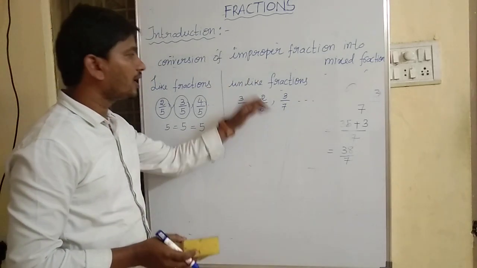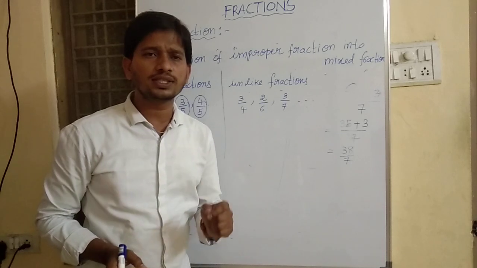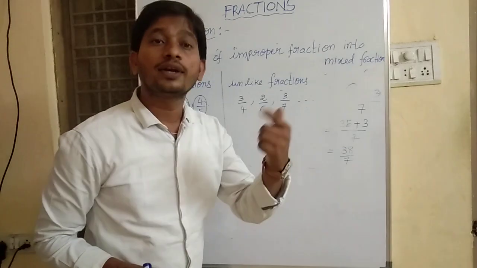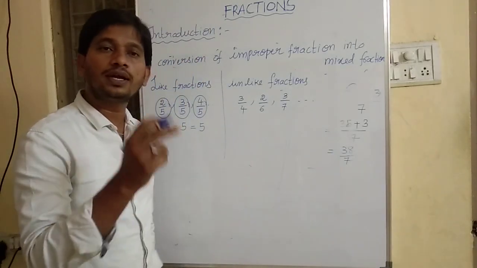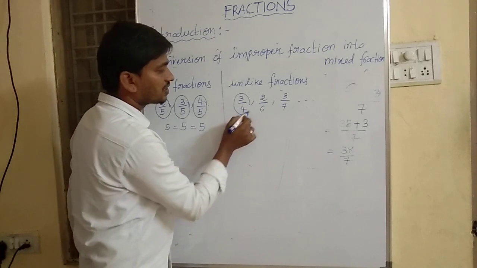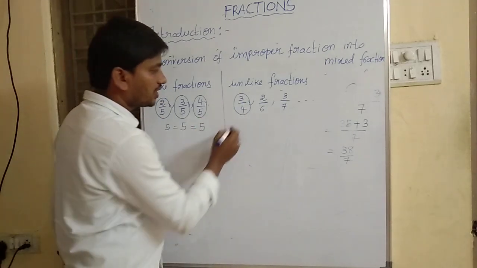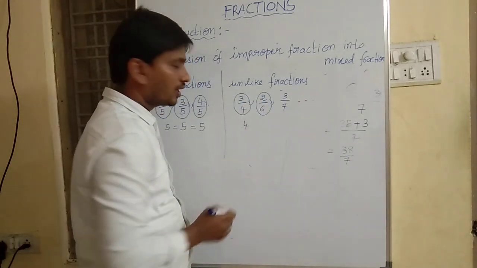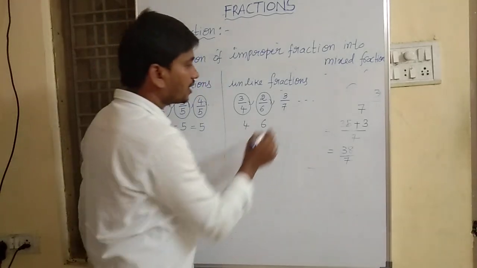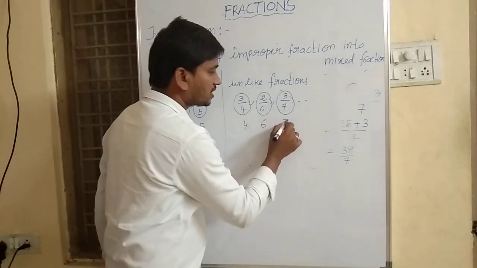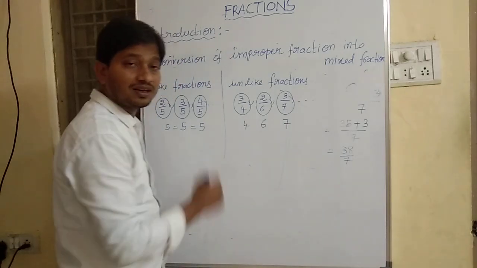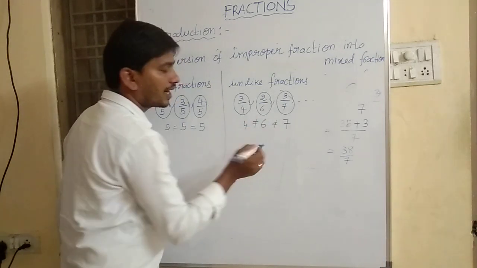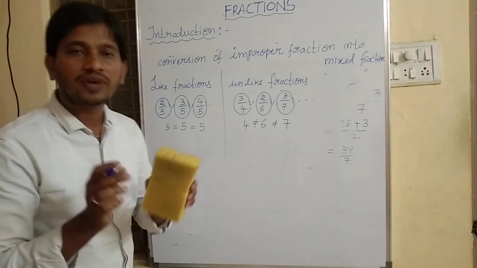Now coming to unlike fractions. Unlike fractions are the fractions in which the denominators are different. In 3 by 4 the denominator is 4, in 2 by 6 the denominator is 6, and in 3 by 7 the denominator is 7. Are the denominators equal here? No, they are not equal. Hence they are called unlike fractions.